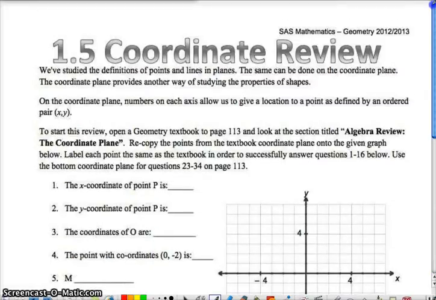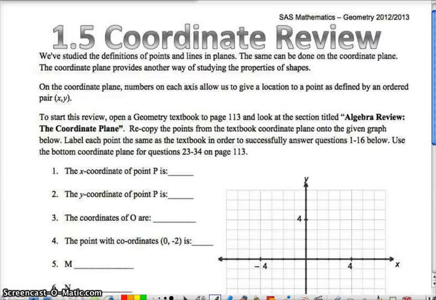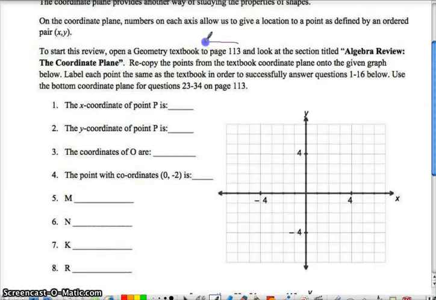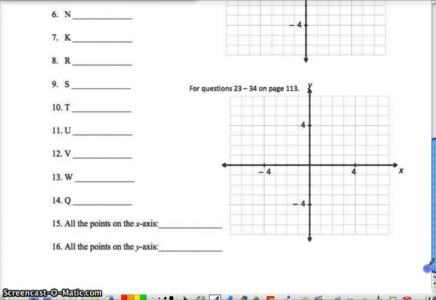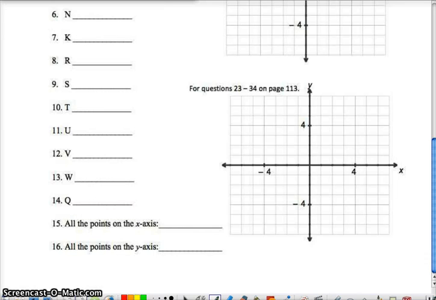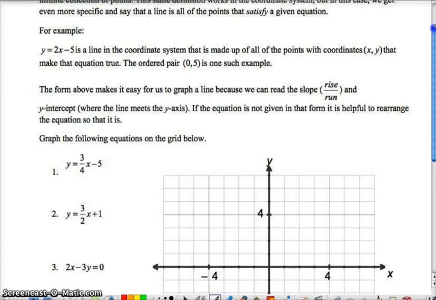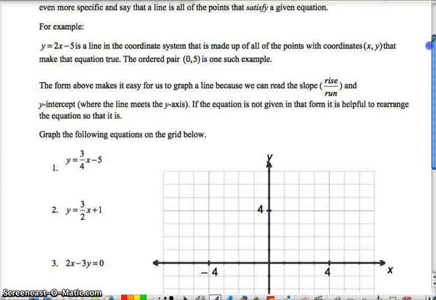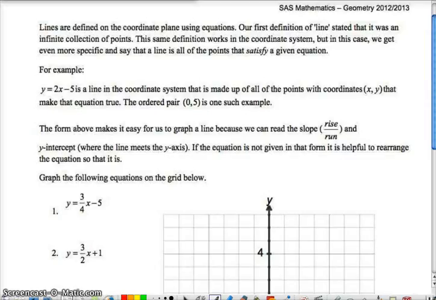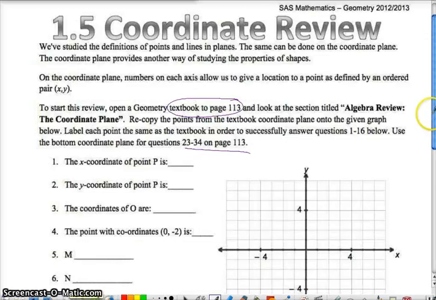Hopefully you can do this coordinate review. Go ahead and try to complete the first page, then I will show you my answers. Before you do that, you're going to need a textbook and you're going to need to open to page 113, go to the algebra review, and then you should be able to answer the rest of this. Actually do that on your own. You can ask me questions as you go in class, and you can check your answers in the back of the book. I will do the video, and you can either check it today during class or you can check it later. So go ahead and try it on your own first.